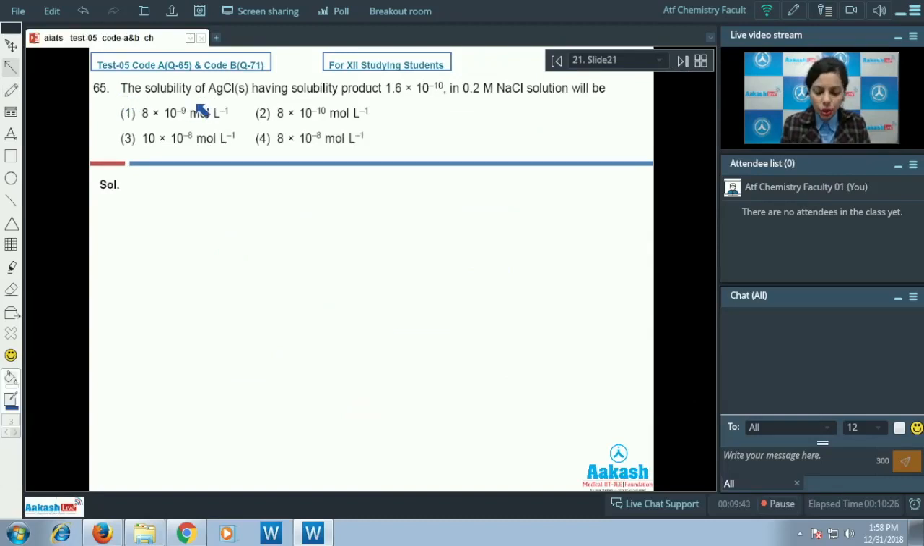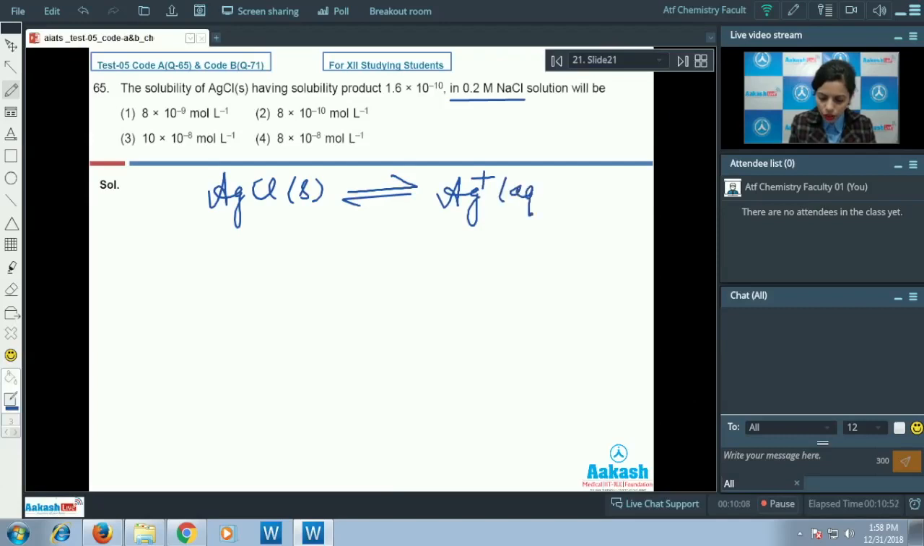Question number 65. The solubility of AgCl having solubility product 1.6 into 10 raised to the power minus 10 in 0.2 molar NaCl solution will be. In this case, we have AgCl and solution is prepared in 0.2 molar NaCl. It means the ions which are formed here are these. Now, let's assume the solubility of silver ion is S. Similarly, solubility of this chloride ion should also be S.